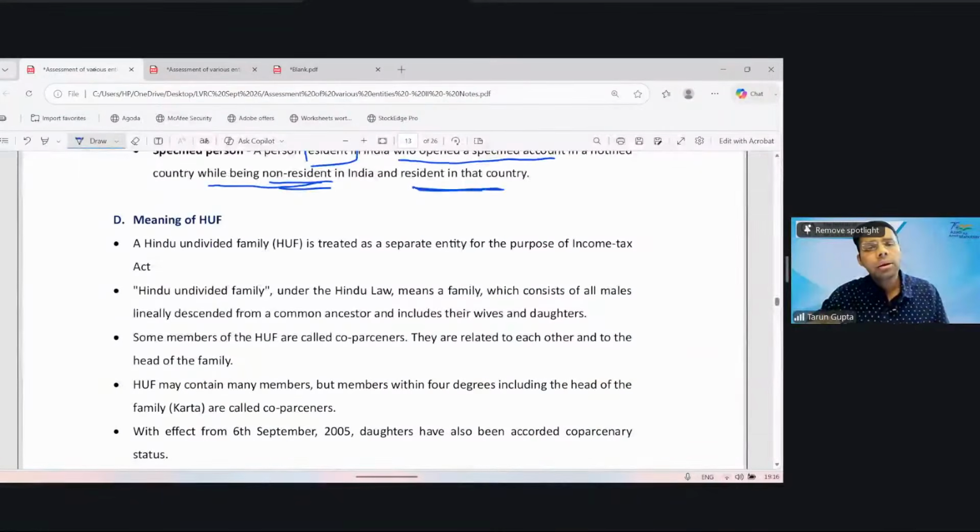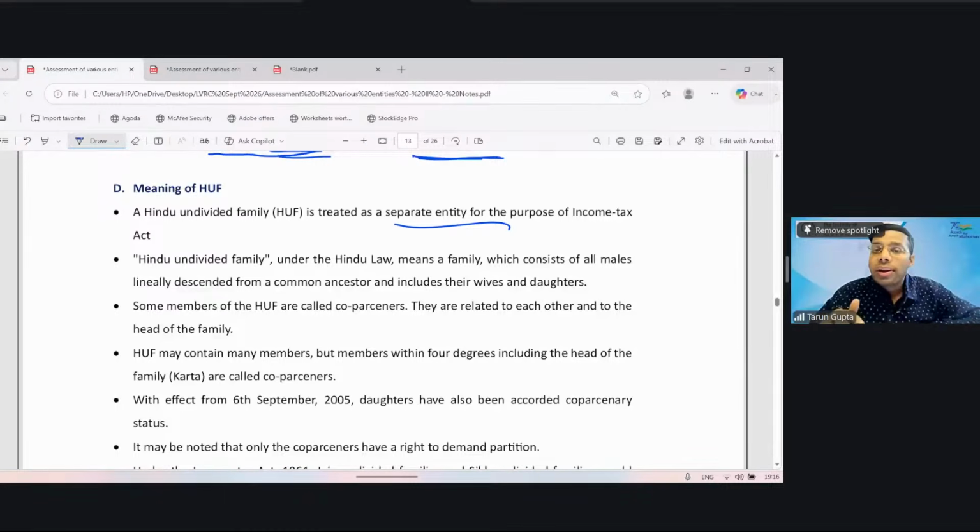Now let's discuss the HUF. So what is an HUF? Under income tax, it's a separate entity. So it has a separate PAN number. You can do business, you can earn income in the name of HUF, and such income shall be taxed in the hands of the HUF and not in the hands of the members of the HUF. Okay. The Income Tax Act does not define HUF, but in Hindu law, HUF means a family which consists of all male members lineally descended from a common ancestor and includes their wives and daughters.